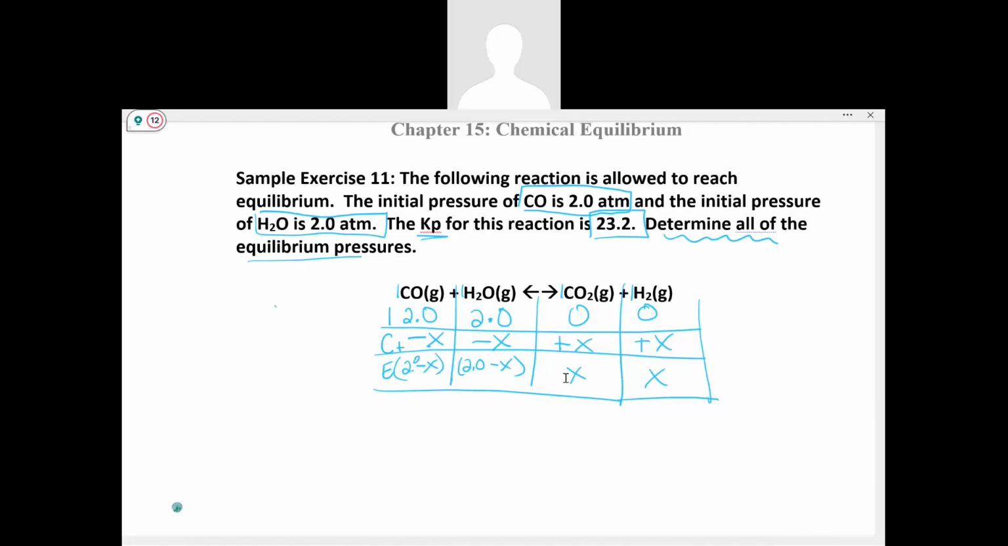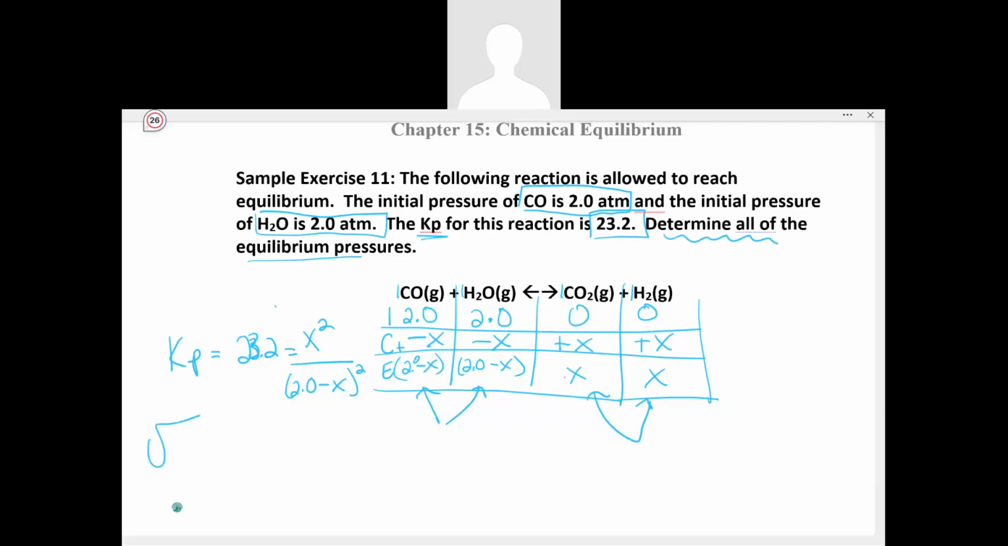Now you're probably thinking that's a lot of variables. How can we possibly solve this? Well, we're given Kp, and we're told that that value is 23.2, and we can set up our equilibrium expression with products on top. So that would just be x squared over, we're going to do the same on the bottom, (2.0 minus x) squared. We can do that. Now, we can take a shortcut with this specific problem, because we see that we have both squares on the right-hand side of our equation here.